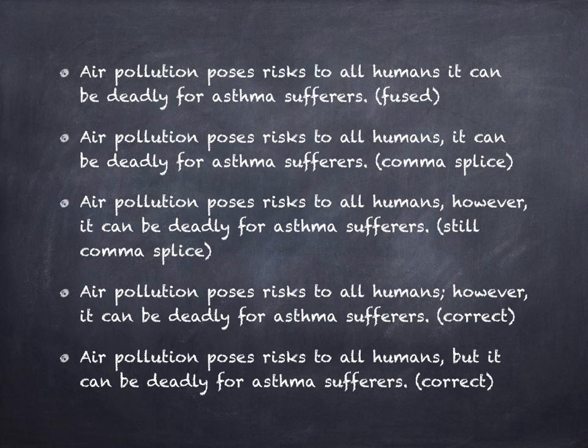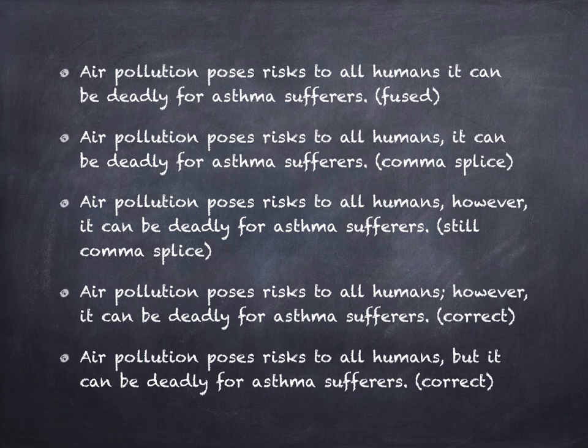Here's another example. Air pollution poses risks to all humans, comma. It can be deadly for asthma sufferers. We call this a comma splice because we do have the comma, but we have omitted the conjunction. When you use a comma joining two sentences, you have to include the conjunction after the comma.